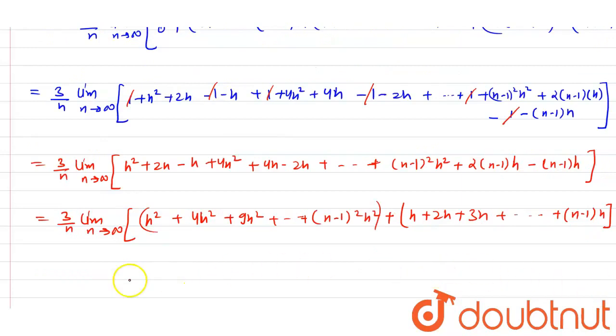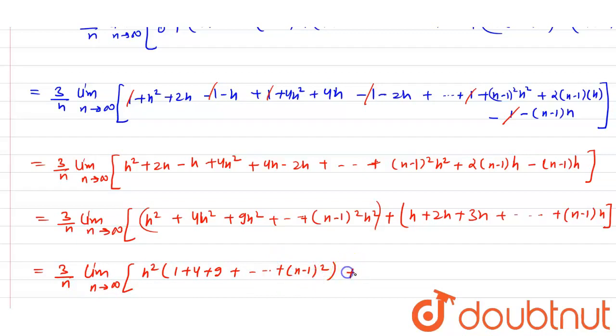Okay, now we take h square common from first terms, so 3 by n, limit n tends to infinity, bracket of, here we take h square common, so this becomes 1 plus 4 plus 9 plus it goes up to n minus 1 whole square. Okay, now plus here we take h common, so this becomes 1 plus 2 plus 3 plus it goes up to n minus 1. Okay, bracket closed.